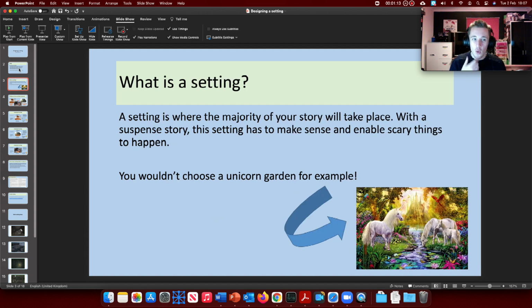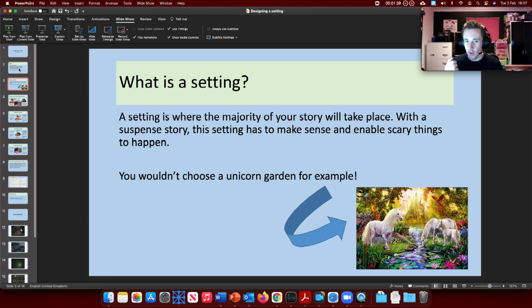Okay, so what is a setting? Well, a setting is where the majority of your story will take place. If you think about the Curse of Cogston House, the majority of it happens in the house. The Water Tower, the majority of it happens at the Water Tower. With a suspense story, the setting has to make sense. And it has to be somewhere where scary things could happen.